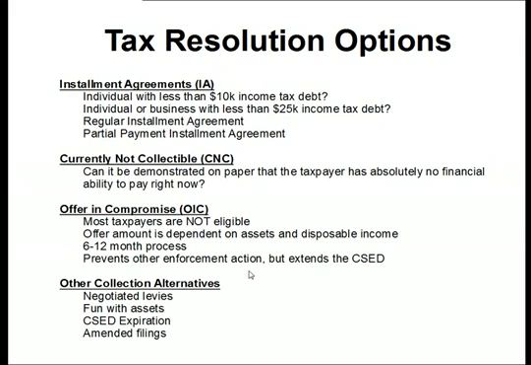If it's an individual or a business with less than $25,000 in income tax debt, there's what's called a streamlined installment agreement, which requires very little financial disclosure. They're pretty easy to get. They're pretty quick things to resolve.